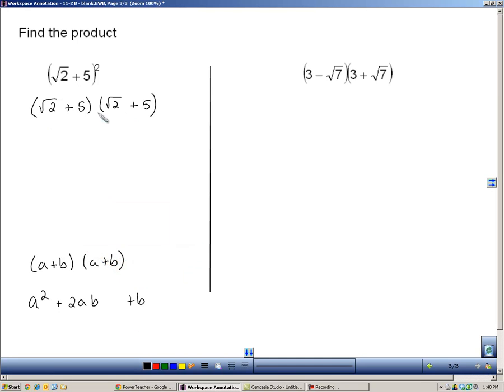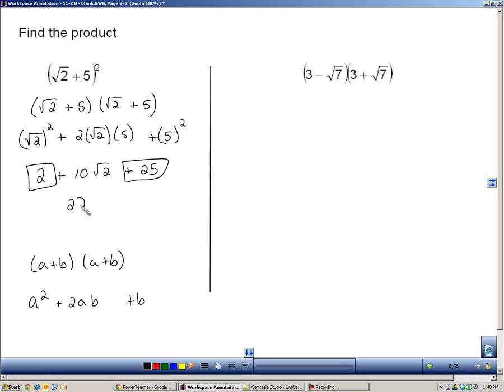Well, that idea can be repeated here because these are just like these binomials. So we're going to take the first term and square it. We're going to take the last term and square it. And then the middle is going to be 2 times the first, which is square root of 2, times the last, which is 5. And then we can simplify. Square root of 2 squared is 2. Here, 5 times 2 is 10 root 2, and this is plus 25. Like terms of 2 and 25 make it a 27 plus 10 square root of 2. Now if you don't want to use that special product, if you'd rather just distribute or FOIL it, please by all means do that.